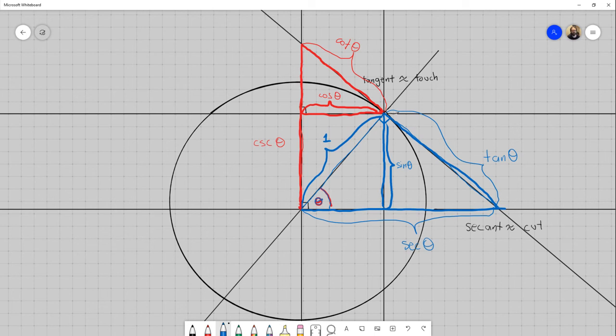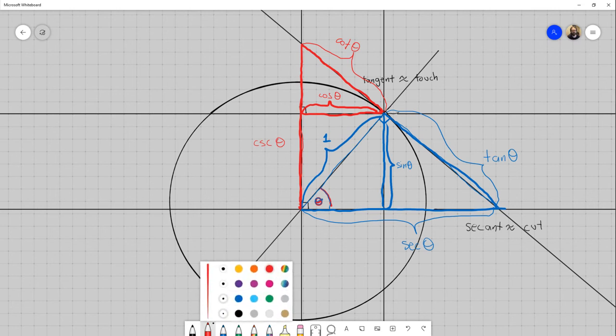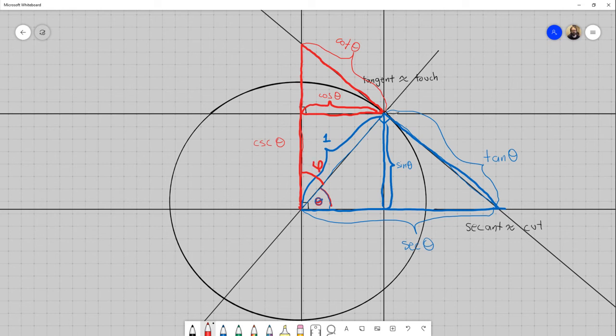Now here's the part that's maybe gonna blow your mind. There's another angle in this picture. This angle here, I'm gonna call it phi. Phi is the complement. I'm just gonna call it co, short for complement. Phi is the complement of theta. Now that's not notation that we're using in class here, but phi is the complement of theta.